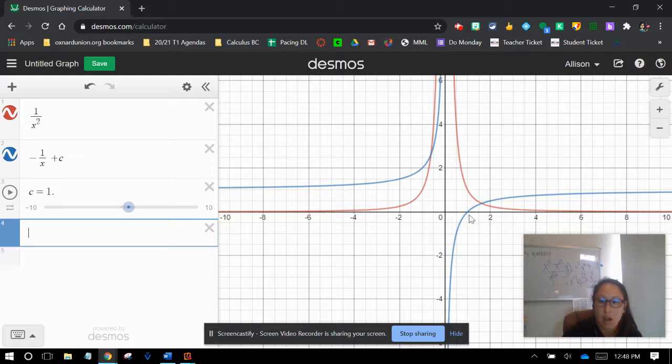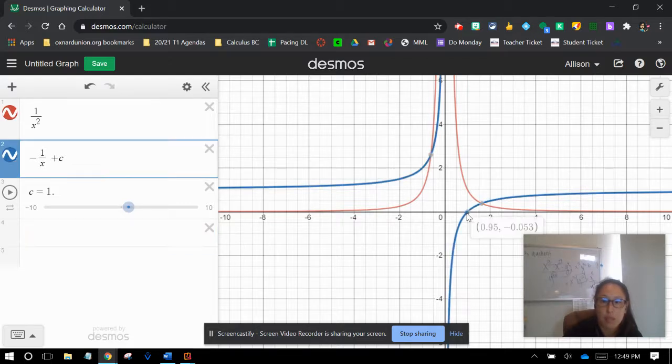And now I'm going through the point 1, 0. So the equation here would be negative 1 over x plus 1, and it should give me the graph that goes through the point 1, 0. If I have some other point, like if it's going to go through the point 2, 0, then it's going to have to be a different C value.